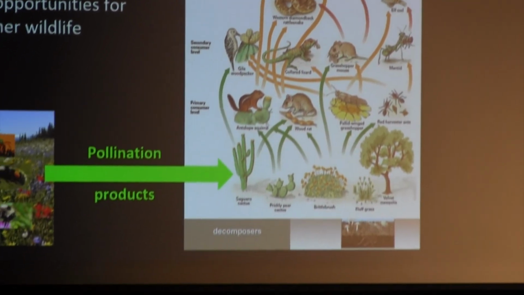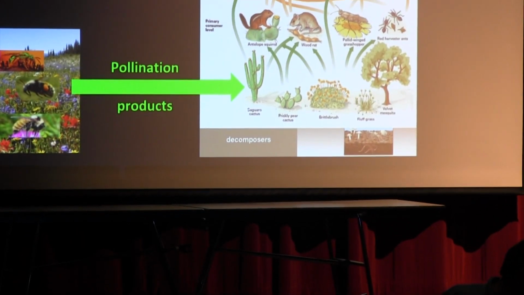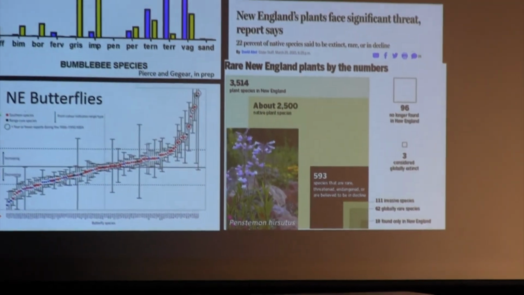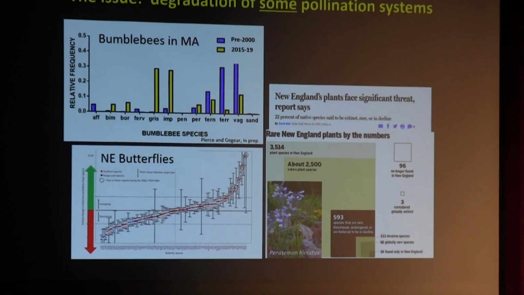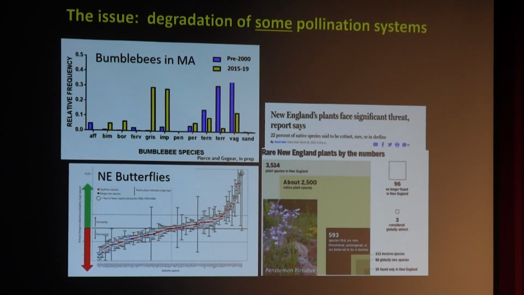Two sides. The agricultural side gets a lot of attention, so I focus on the ecological side of things. So these systems globally are being degraded both from the animal side and the plant side. So here's some data for bumblebees. Before 2000, and then 2015 to 2019, I went back to those same sites and collected data. You can see in many cases the yellow bars are going to the blue bars.